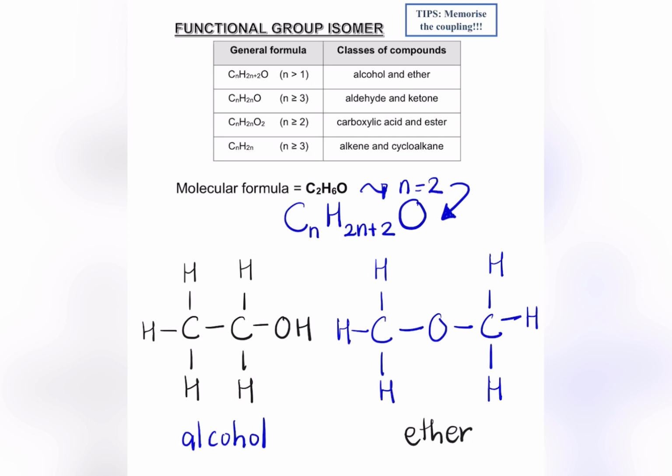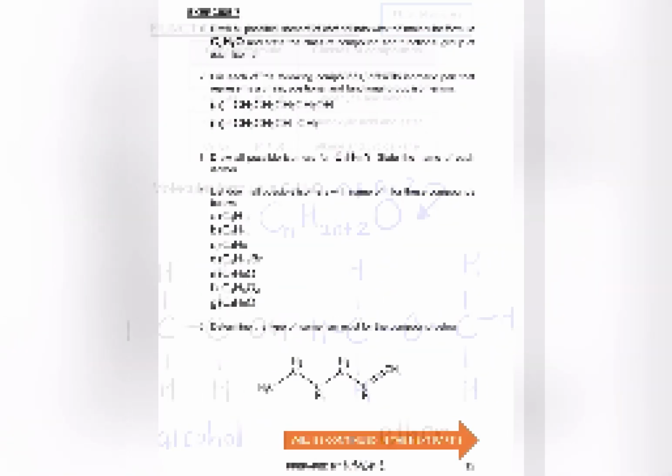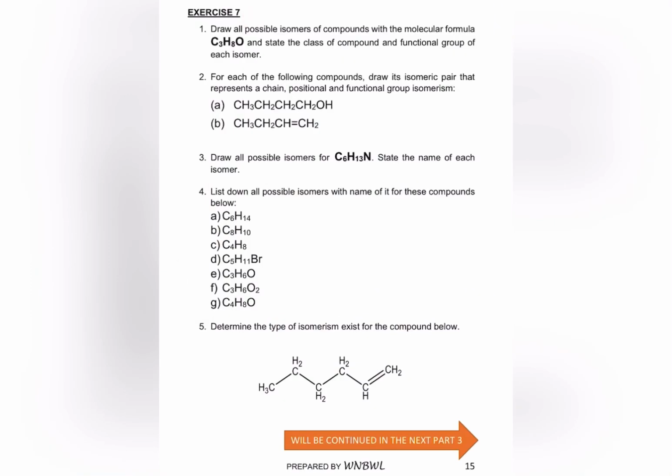So what can I conclude from functional group isomers? You have to memorize the coupling. If you don't remember the general formula, it's fine. But make sure you can detect the functional group that exists in the molecular formula based on the question given. I leave exercise 7 for you to complete.